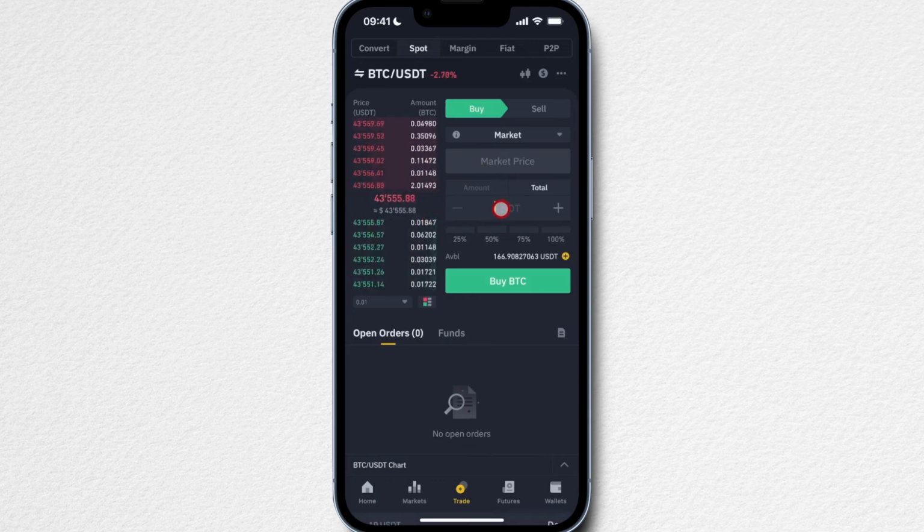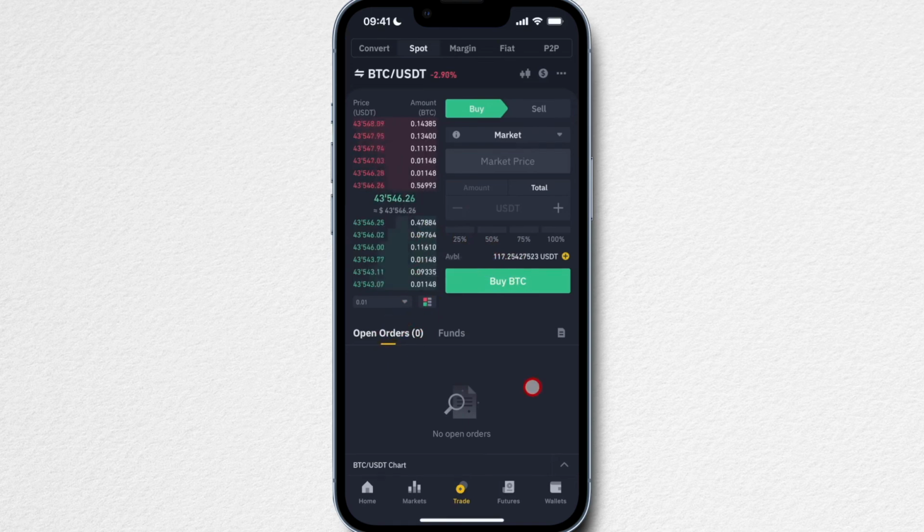So let's say again, I want to spend $50 on Bitcoin. So I'm going to type in $50 right here, and then I can click on buy. And when I click on buy, Binance is basically trying to fill the order as fast as possible, and it's using the best price that is currently available right here. So now it's going to be about 43,550. So let's click on buy right now. And as you can see, there's no open orders because the order has already filled.